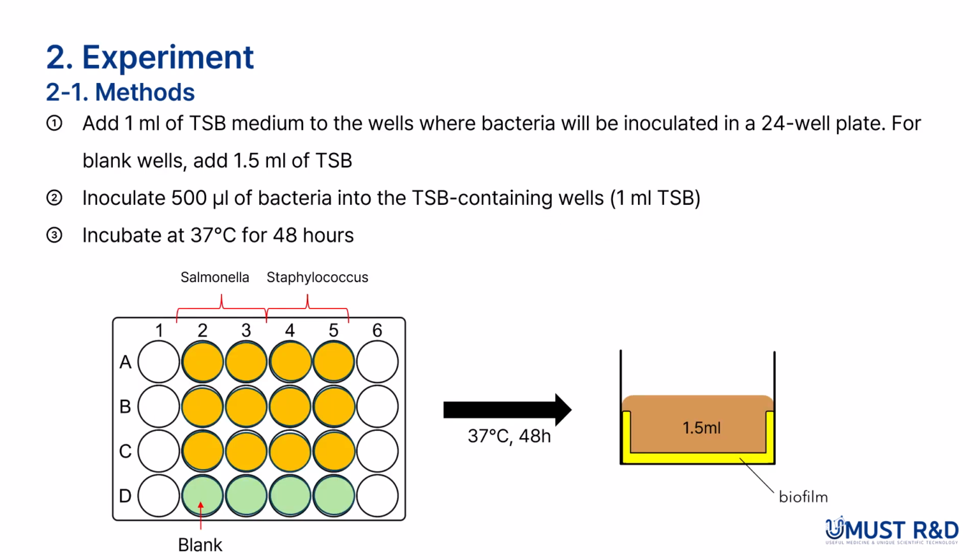Now let's go over the experiment used to study biofilm formation. First, take a 24-well plate. Add 1 milliliter of TSB medium to each well. For blank wells, add 1.5 milliliters of TSB. Inoculate each well with 500 microliters of bacterial culture. Incubate the plate at 37 degrees Celsius for 48 hours to allow the biofilm to form.